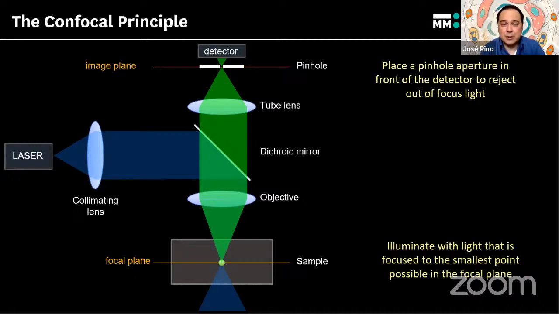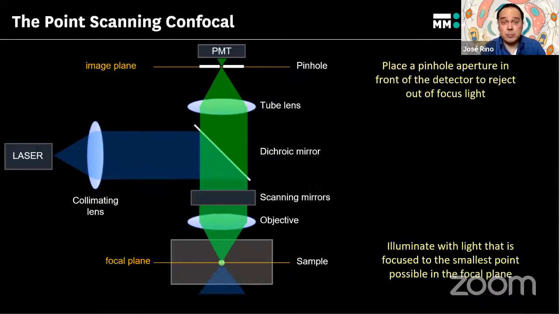This works fantastically, but only for one point at a time. We can collect light very efficiently from this point, but in order to construct an image, we need to have many points. We need to scan the sample point by point to acquire an image. So as Telmo was mentioning in this talk before, we are going to replace the detector. It will not be a camera on the point scanning confocal microscope. It will be a photomultiplier tube.